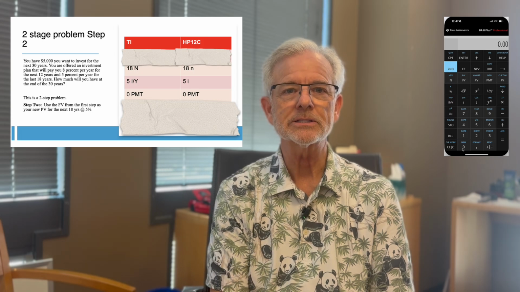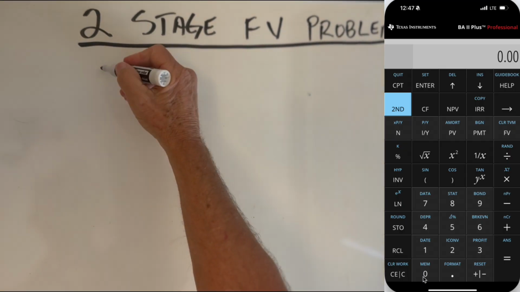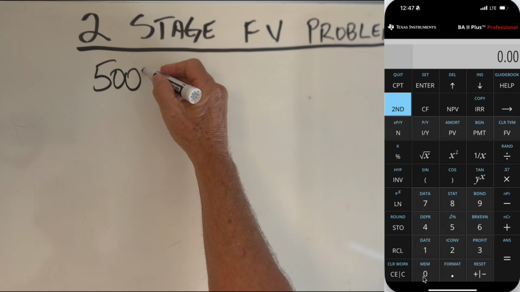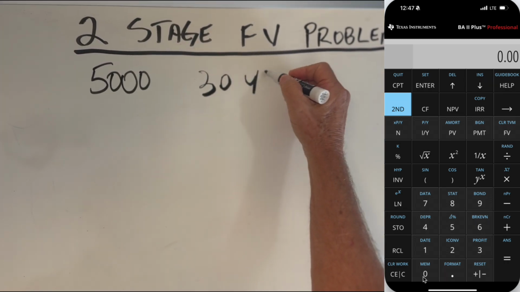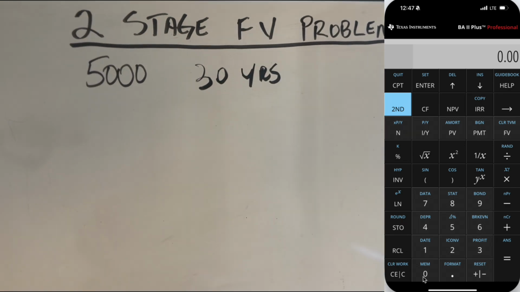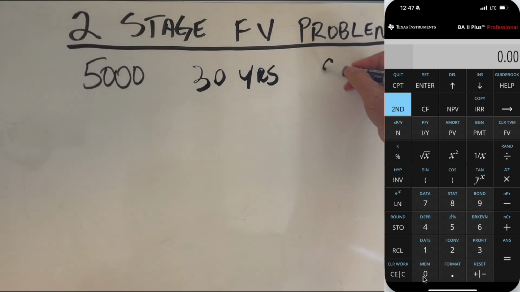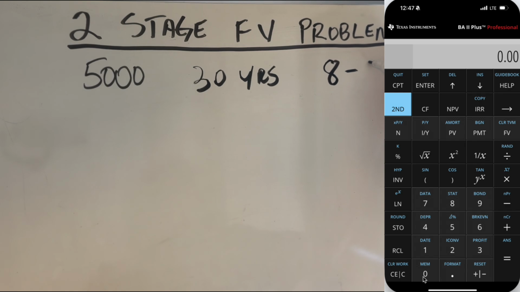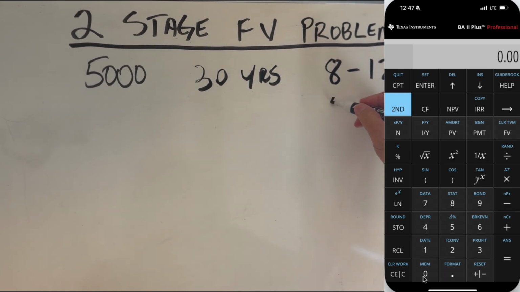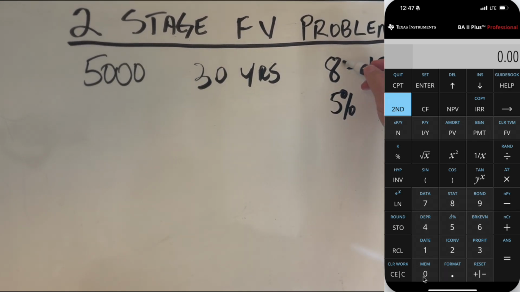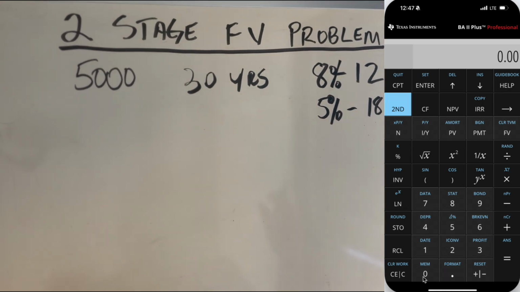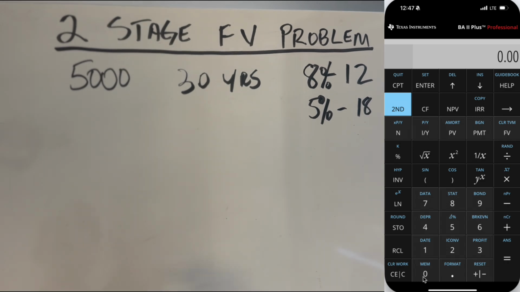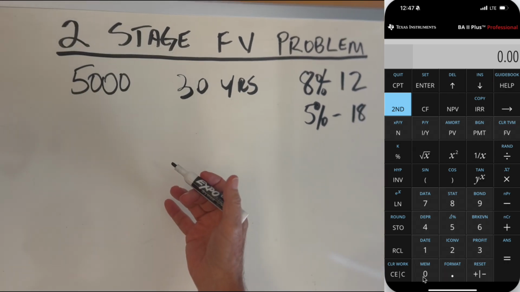Let's say you have $5,000 that you want to invest for the next 30 years, and the investment will pay you 8% for the first 12 years and 5% for the next 18 years. How do you solve that? Well, I like to write my data down, so let's do step one.